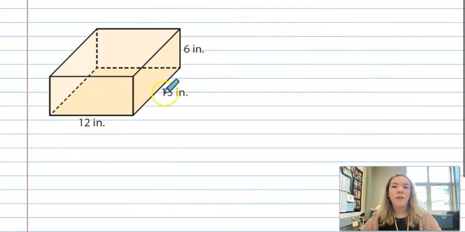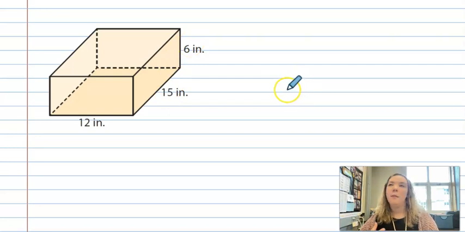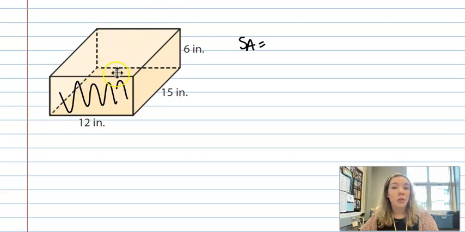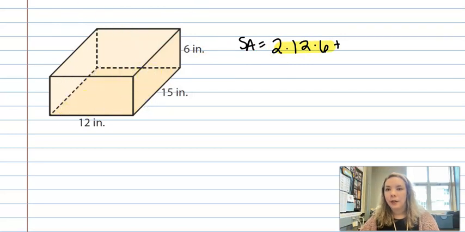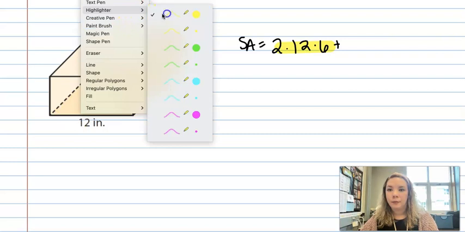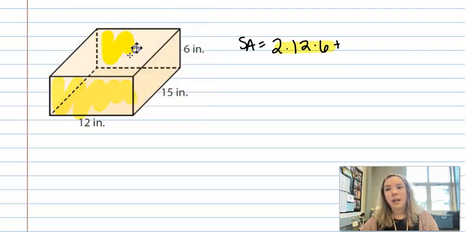So for this one, we have 12 by 15 by 6. And I want the surface area of this rectangular prism. How much wrapping paper would I need to cover this box? So for our surface area, let's talk about this front piece first. This front piece, which is the same as the back piece, would be 12 by 6. So we have 2 12 by 6s. Okay, and actually let me highlight so that it's just really clear what parts we're talking about. So that was the front here and the back here.